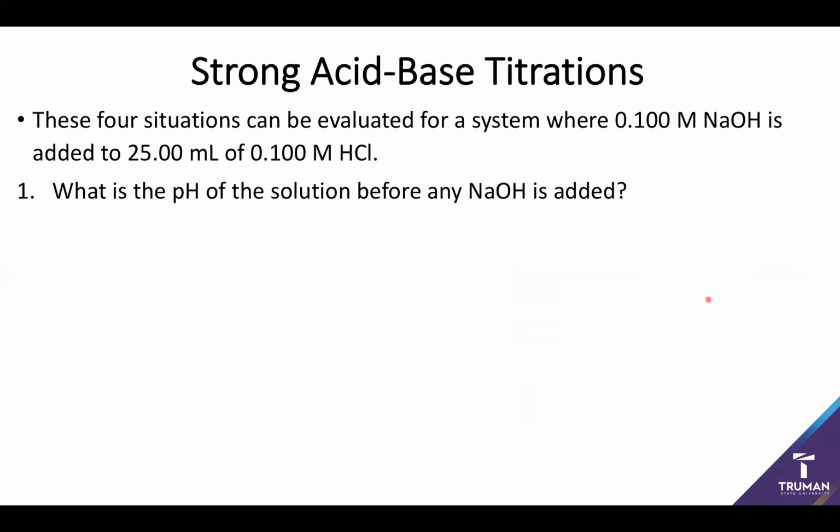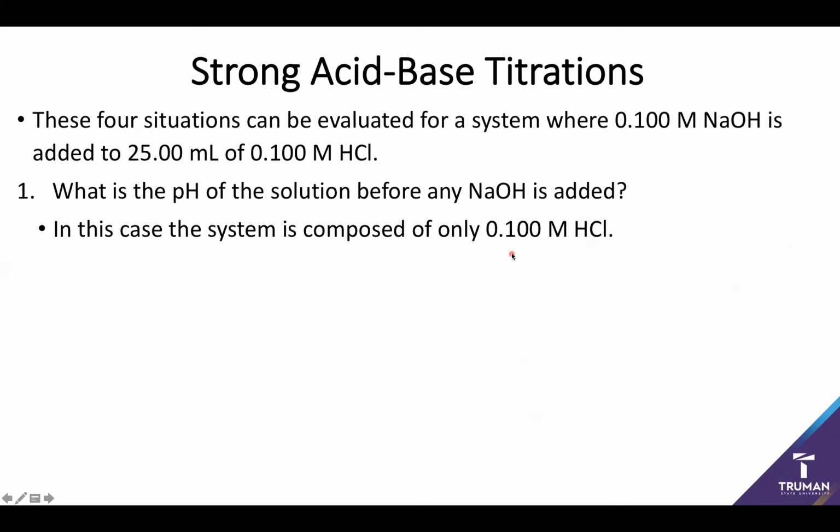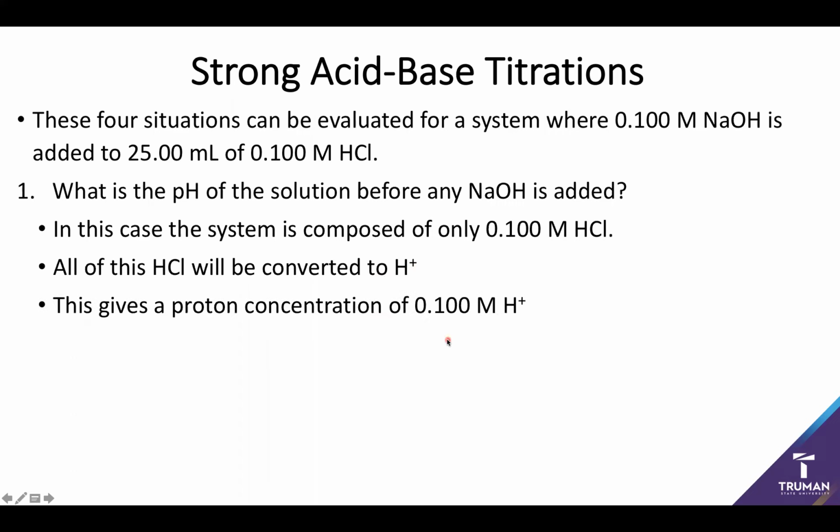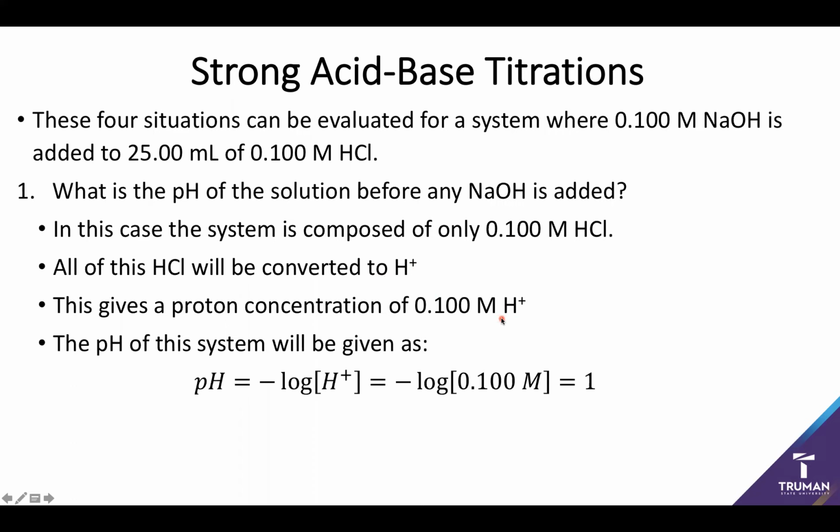So this will be that starting point. What's my pH initially before I really do anything? In this case, I don't have any sodium hydroxide, so my system is just composed of 0.1 molar HCl. Well, this is a strong acid system, so HCl will completely break apart into an equal amount of protons. So a system that starts in 0.1 molar HCl quickly becomes 0.1 molar of free protons or hydronium. And once I know the concentration of protons, I know the pH of the system using the negative log of the proton concentration. In this case, if I start with 0.1 molar protons, I have a pH of 1.